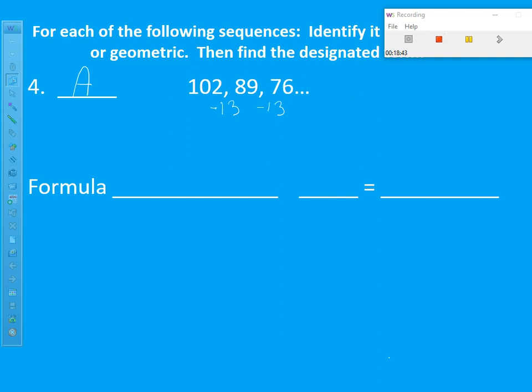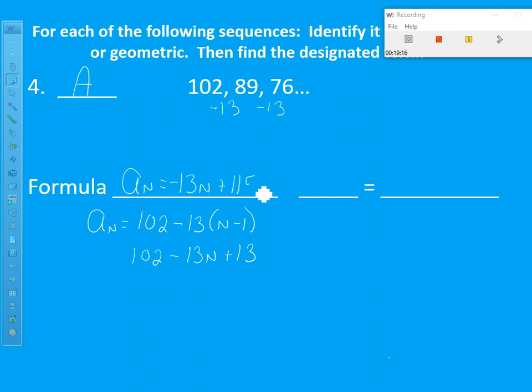Now, on the arithmetic, we got a little bit of work to do. So I'm going to say A sub n equal 102 minus 13 times n minus 1. Minus 13 because we are decreasing. So I've got 102 minus 13n plus 13. Notice a negative and a negative made a positive. So my formula becomes negative 13n plus 115.